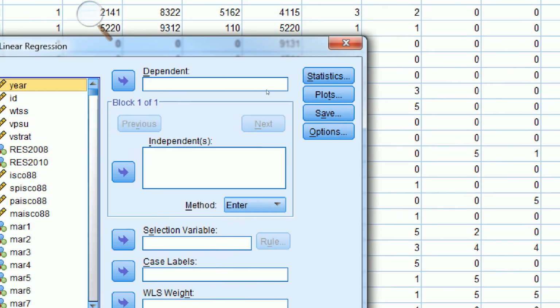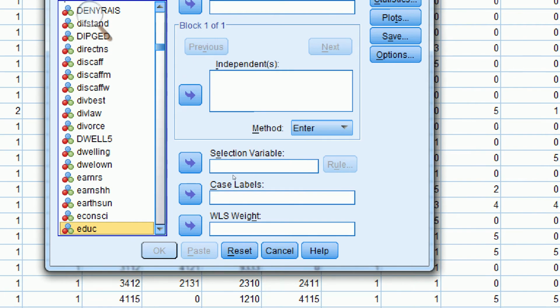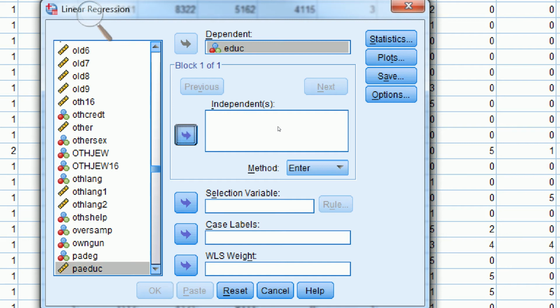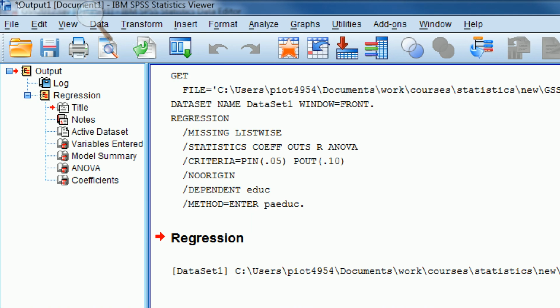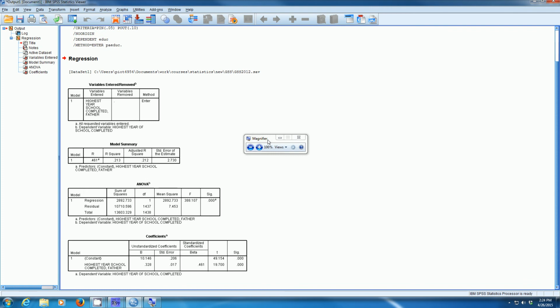And we have to type in our dependent variable and our independent variable by finding them in the list here and then just highlighting them and moving them over. So education is going to be our dependent variable, father's education is going to be our independent variable, and we're just going to click OK and zoom out, and SPSS will create a set of tables showing us our regression results.